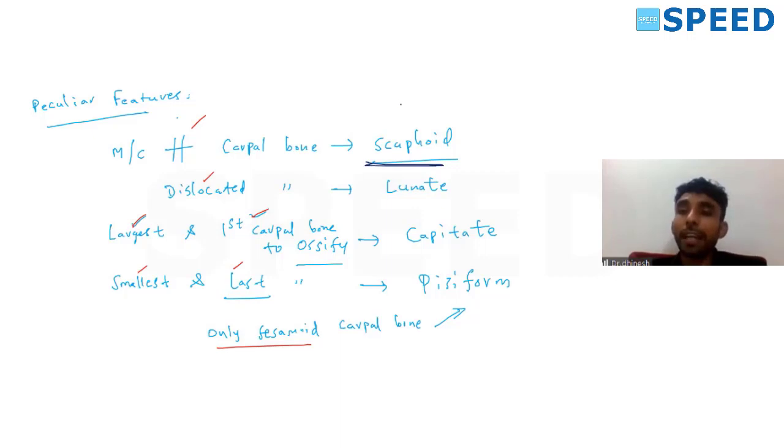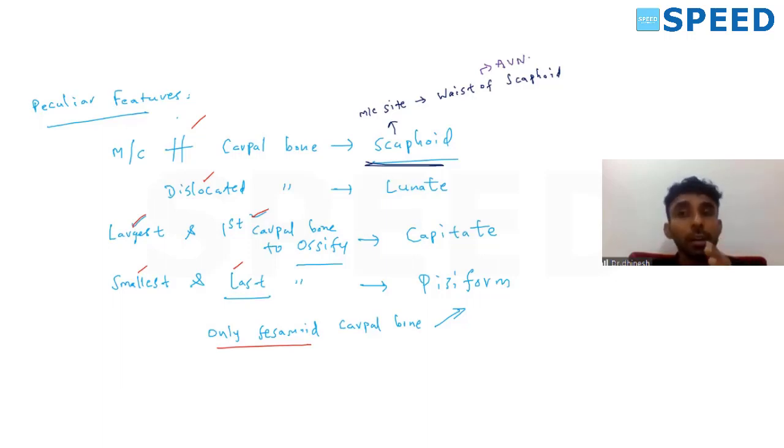Some other related questions: what is the most common site of fracture of scaphoid? In scaphoid bone, what is the usual site of fracture? Yes, it is the waist of scaphoid. The particular part of the scaphoid is called the waist of scaphoid bone. Is it okay? Waist of scaphoid fracture leads to avascular necrosis, AVN.